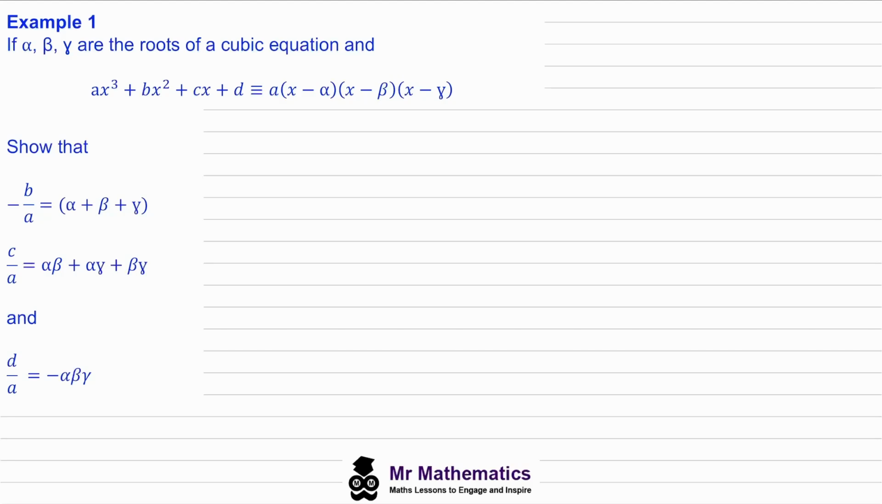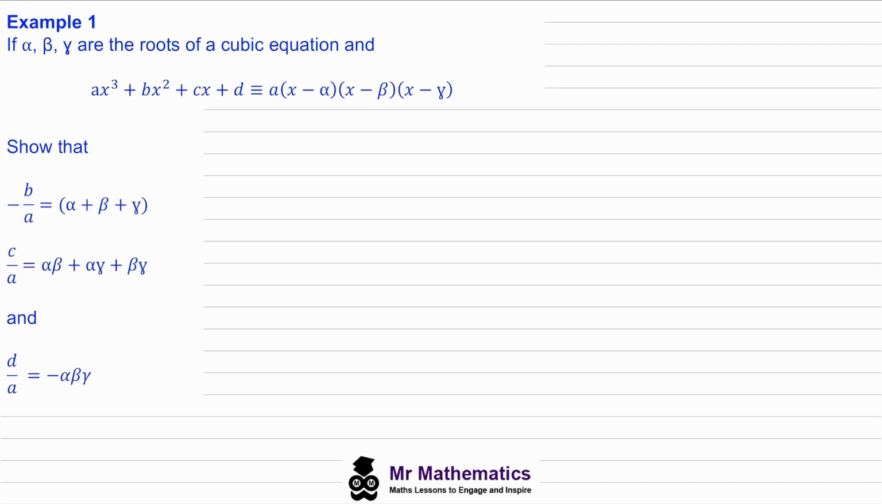Hi everybody, so this is my first video in a series on the roots of cubic equations. In this video I'm going to show you how we can use the roots of a cubic to describe its coefficients. And using this identity, where we have a general form of a cubic equal to its factorized form multiplied by a to make this ax cubed, then from this identity we can derive each of these equations. And it is these equations that allow us to describe the coefficients using its roots.